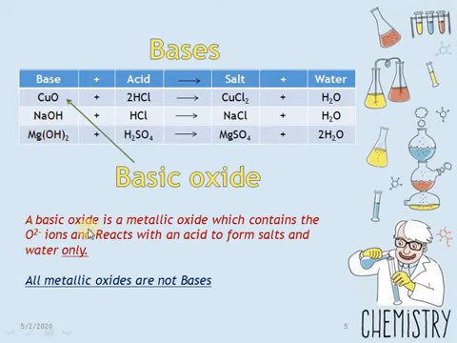Now what is a basic oxide? A basic oxide is a metallic oxide which contains oxide ions and reacts with an acid to form salt and water only. So this is a very important word. Here copper oxide is the basic oxide. Now this is again a very important statement which I had shown you in the summary slide. All metallic oxides are not bases.